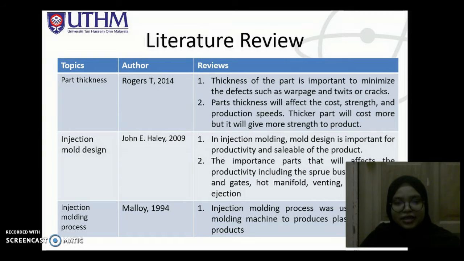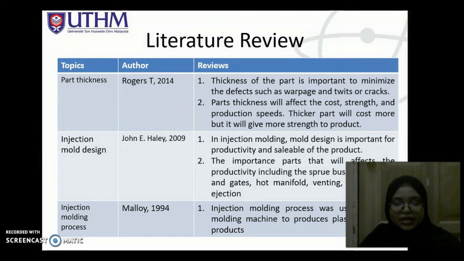Next topic is injection mold design. It was written by John E. Haley in 2009. He said that in injection molding, mold design is important for productivity and sellability of the product. The important parts that will affect the productivity include screw bushing, runners and gates, hot manifold, venting, cooling and injection.